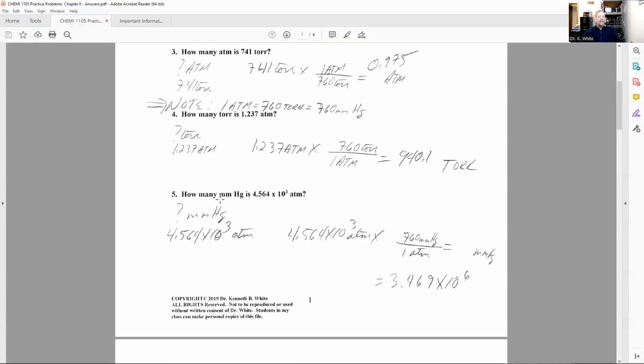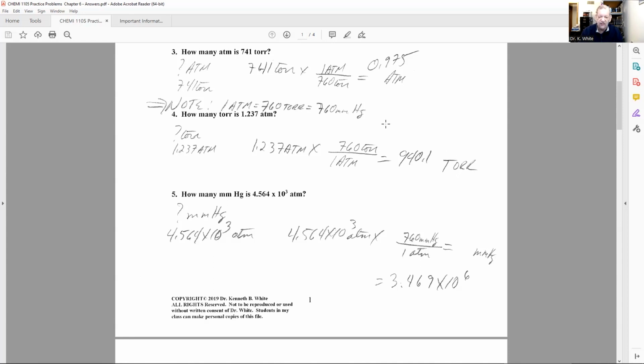All right, let's look at number 4. How many torr is 1.237 atmospheres? What are we trying to find? Torr. What are we given? Atmospheres. So we start here. We had some ratio. What unit do I want my answer to be? Torr. And again, use your good buddy, your good friend, unit analysis.